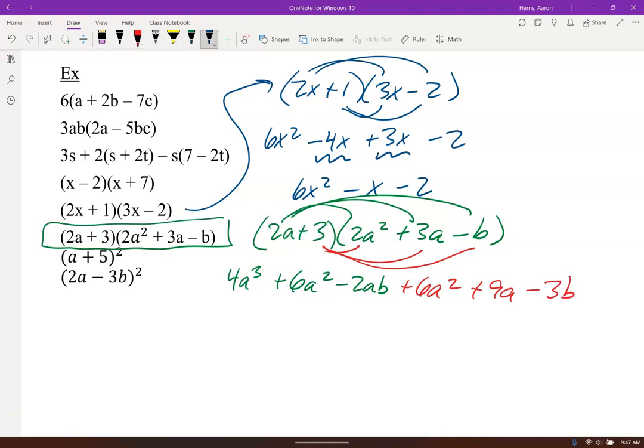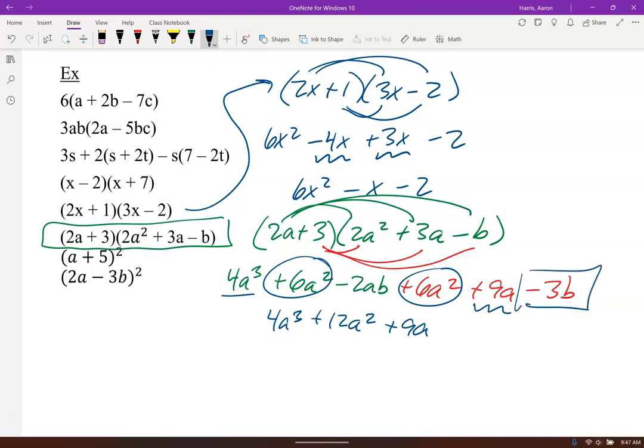And let's see if we have any like terms here. 4a cubed comes down. There's no other a cubeds. That's a loner. 6a squared plus 6a squared, I got 12a squared. And then looks like 9a is a loner. Minus 3b is a loner. And finally, minus 2ab right here is also a loner.